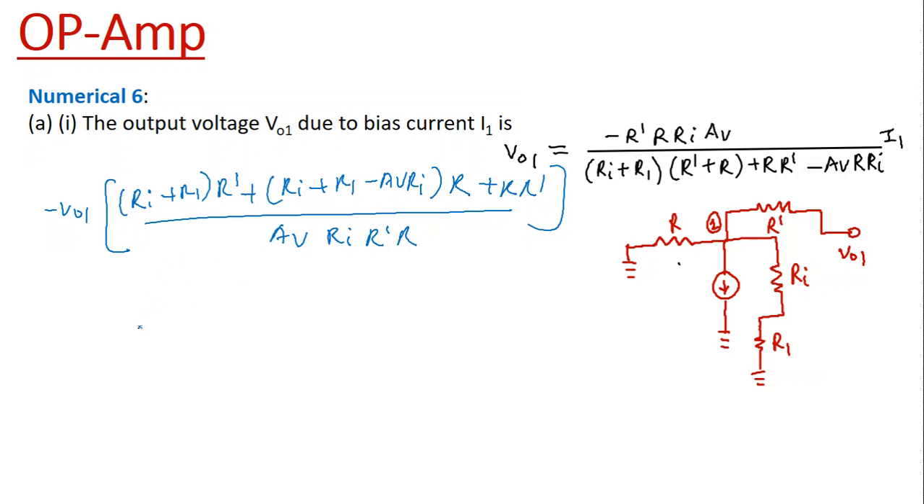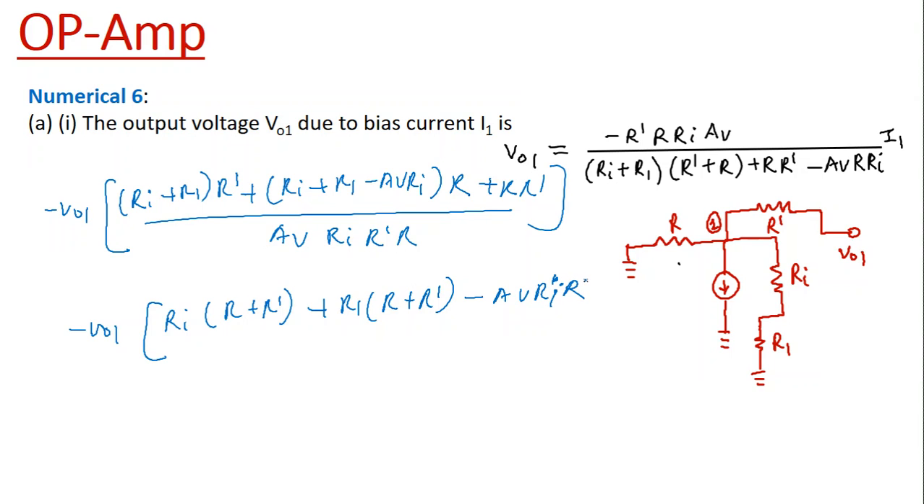Now when we multiply all the terms inside and simplify, we get this type of equation: minus VO1 into Ri into R plus R dash and R1 into R plus R dash, then minus AVRI into AVRI into R plus RR dash, whole divided by AVRI R dash into R. This we are going to get.